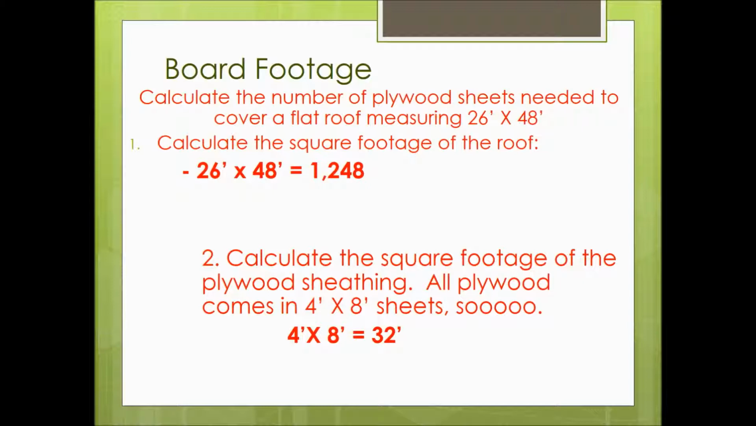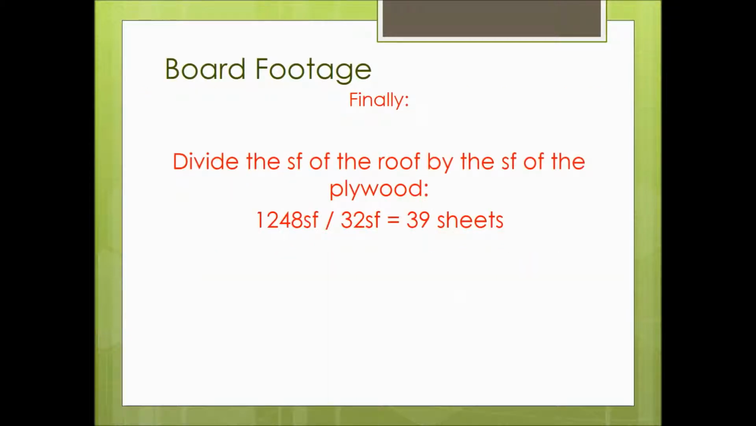So to calculate the square footage of a piece of plywood, you take the length, which is 8, and you multiply it times the width, which is 4, and you get 32. So we're going to take our total square footage, divide it by the square footage in one piece of plywood, and that tells us that we got 39 sheets of plywood.